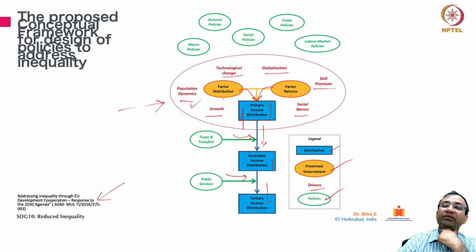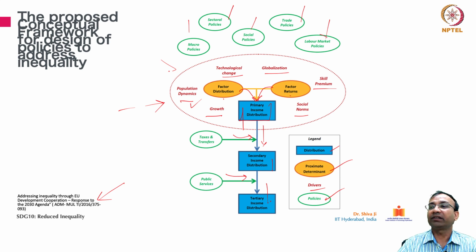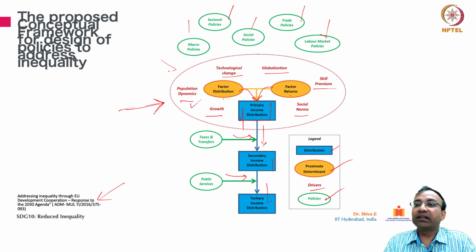So what is needed, if you see, are macro policies, sectoral policies, social policies, trade policies, labor market policies, to handle this dotted bubble, because inside this bubble things are changing and they carry potential to impact society and every individual.